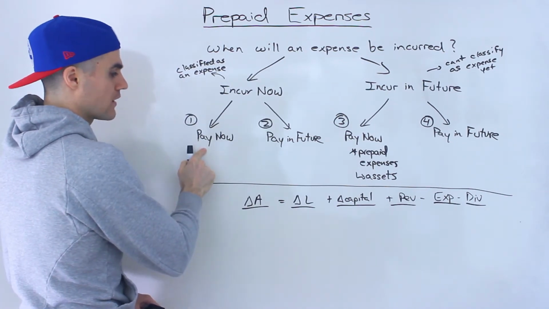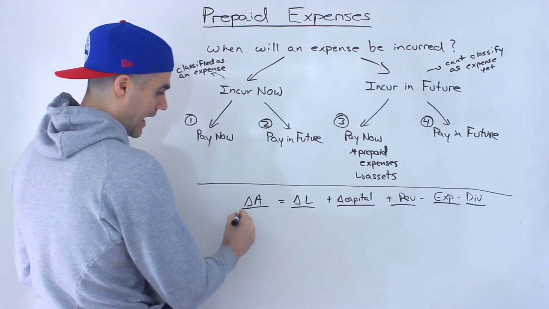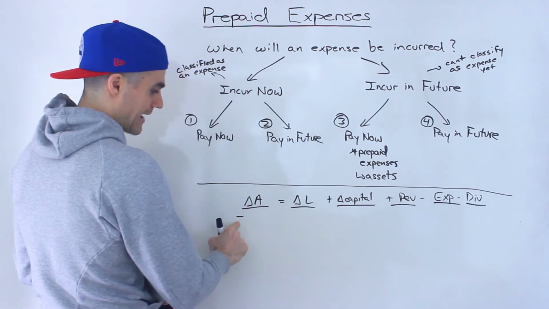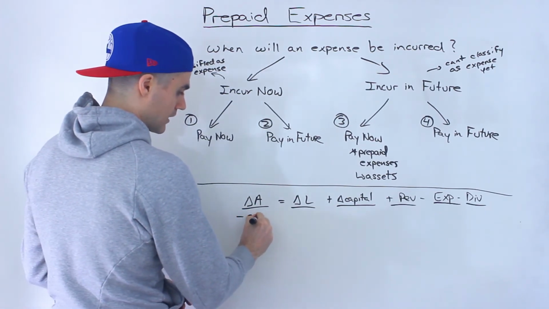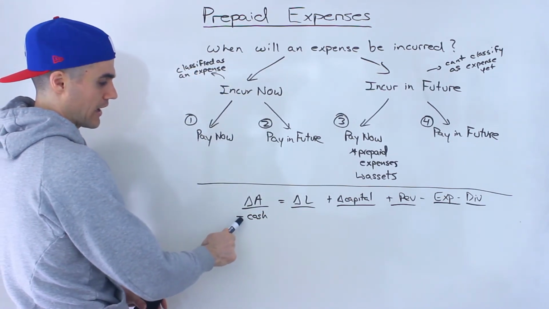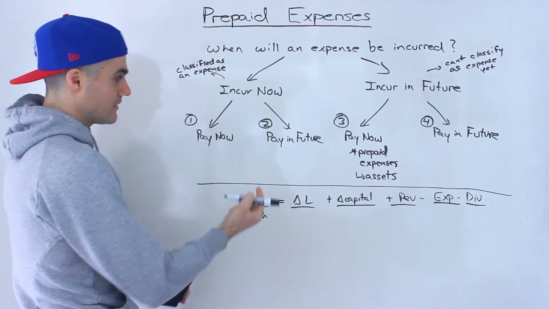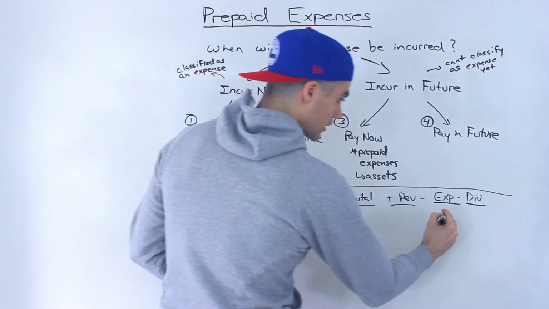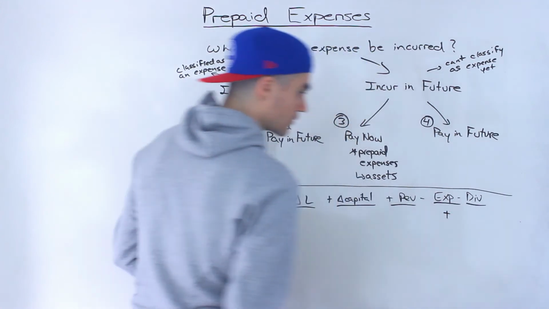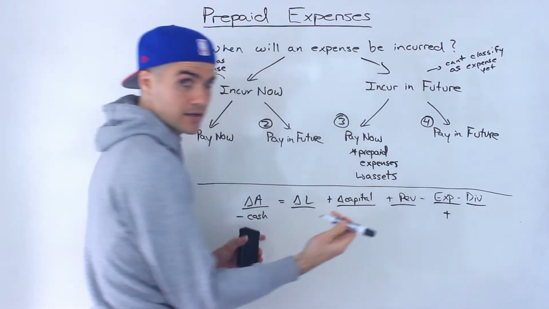Well, if you're paying for it now, it means you're paying for it with some kind of asset, and it's usually cash. So assets are going to go down, and it's mostly going to be cash in most cases. So you're going to have a minus in assets, and it's going to be the cash account. And then you're incurring the expense now, so you're going to have a positive right there. And then a minus positive is just a minus overall.